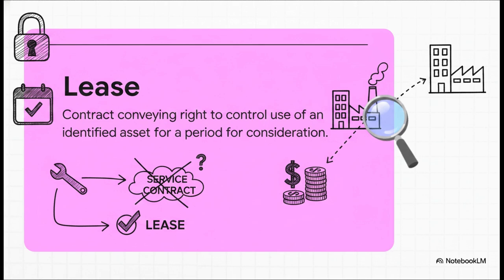It's defined as a contract that gives you the right to control the use of an identified asset for a specific period in exchange for consideration. If the supplier can easily just swap the asset out for another one, well, it might just be a standard service contract, not a lease.